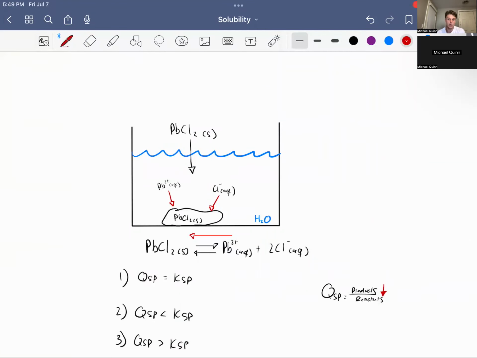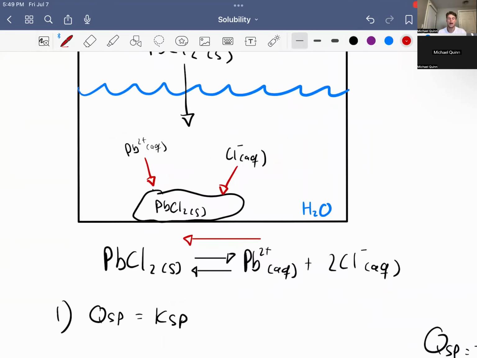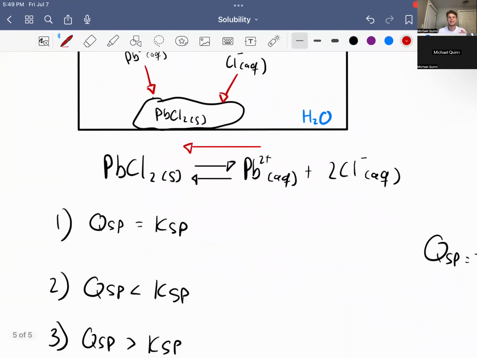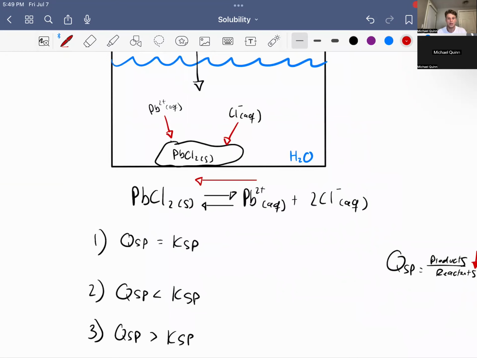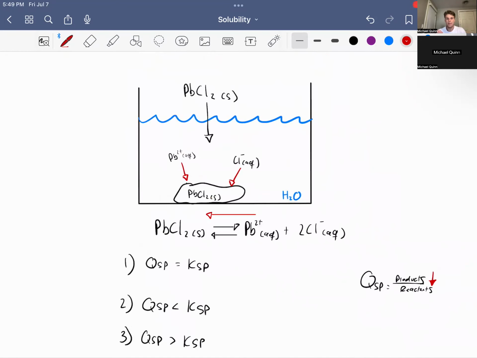So when Qsp is equal to Ksp, we are at equilibrium. We have made the correct amount of ions from this solid at the bottom of this beaker. When Qsp is less than Ksp, at this given moment in the reaction, Qsp, meaning what we have in the reaction, is less than K. We need to increase Q by making more products, shifting this reaction to the right to see more lead and chloride ions form. And when Qsp is greater than Ksp, we need to shift this reaction to the left, make less lead and chloride ions. We actually made too many of them. So we will see these ions actually start to form a little bit more of that solid at the bottom of the beaker.